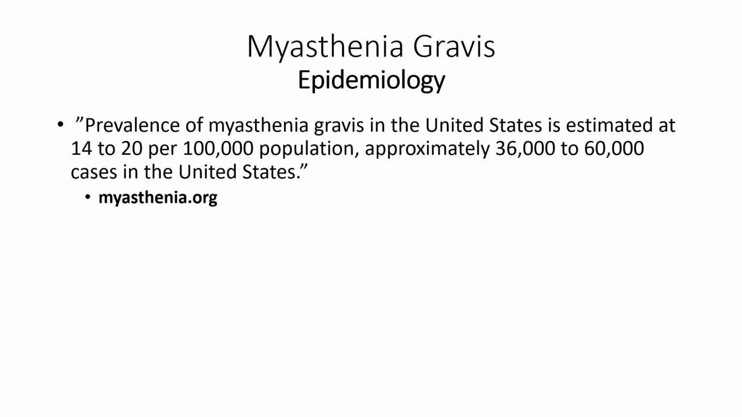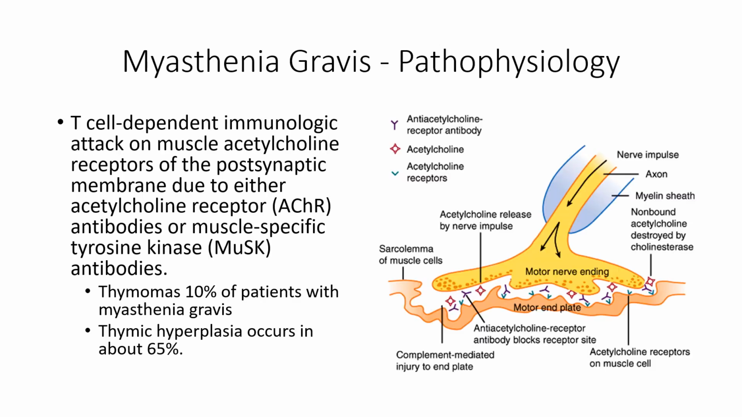It is fairly prevalent, with 14 to 20 per 100,000, and anywhere from 30,000 to 60,000 cases depending on the prevalence at a particular year. But this is common enough that you very well could see this in your clinical practice. The pathophysiology of myasthenia gravis is interesting. It is a T-cell dependent immunologic attack on the muscle acetylcholine receptors. The T-cell mediated activity produces antibodies which inhibit the ligand receptor site relationship of acetylcholine and the receptor. Also potentially implicated is the muscle-specific tyrosine kinase.